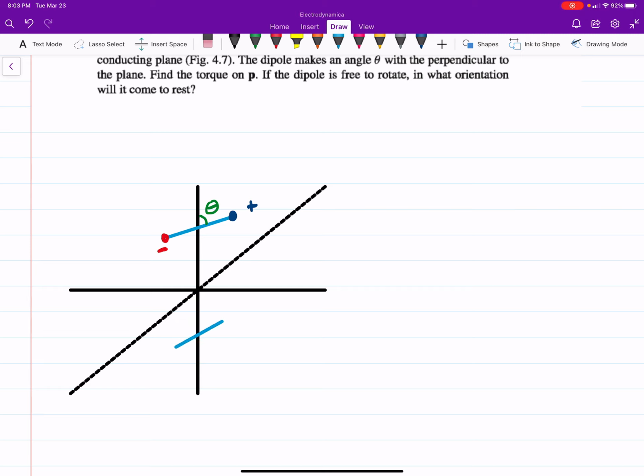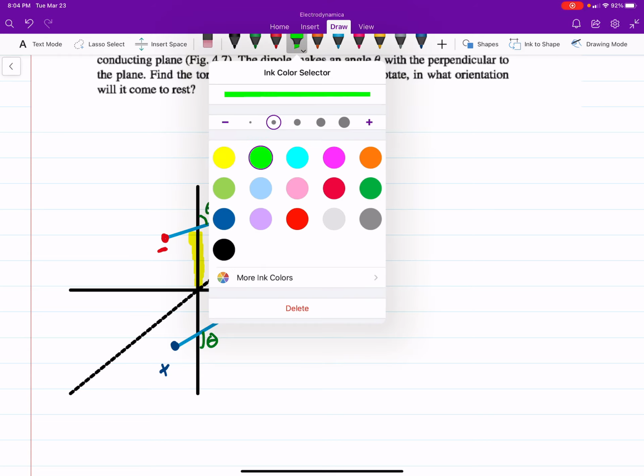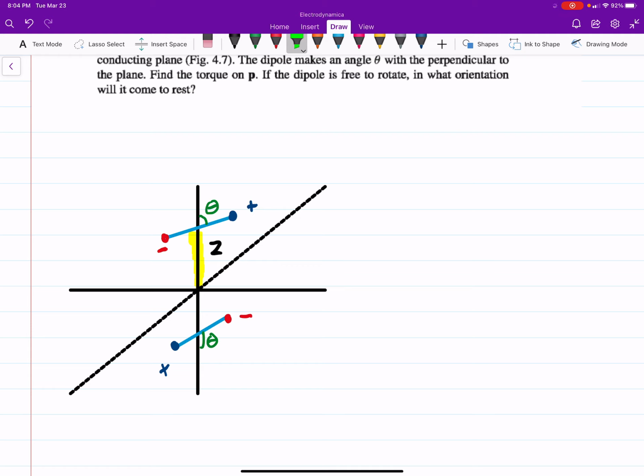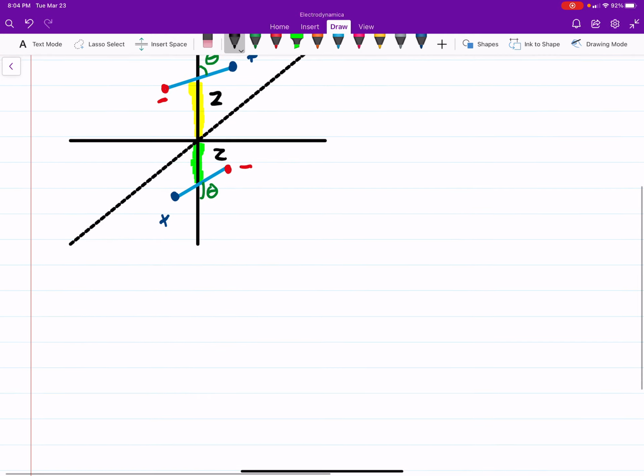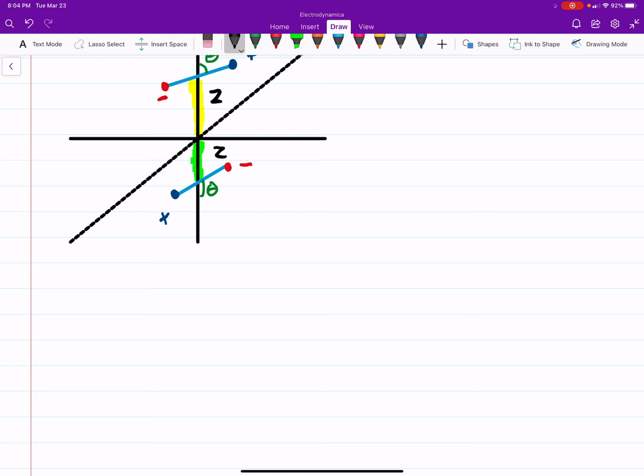right? Something like that, where the charges are going to be flipped. So over here we'll have our positive. Over here we'll have our negative. And we'll have our theta. Keep in mind, this is a distance z, right? Mentioned it's z above the plane. And this also is a distance z, because we're using our method of images. Okay, so I think that kind of sets up the problem.